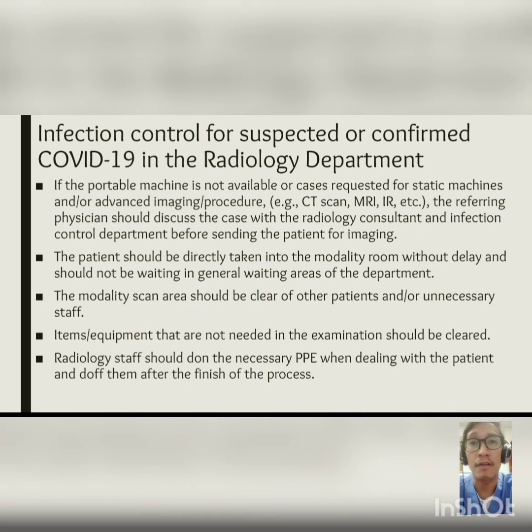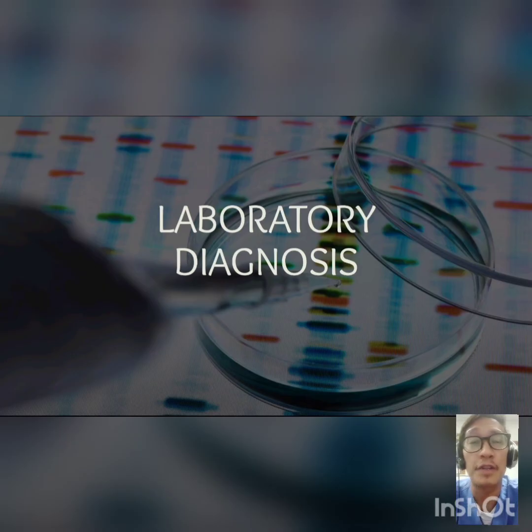So limit the number of people inside the room where the procedure will be done. Items or equipment that are not needed in the examination should be cleared. So only those items or equipment that are necessary for the specific procedure should be available in the patient room. Radiology staff should don the necessary PPE when dealing with the patient and doff them after the finish of the process. Next one is we have the laboratory diagnosis.